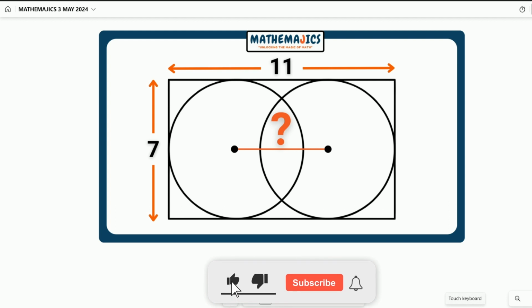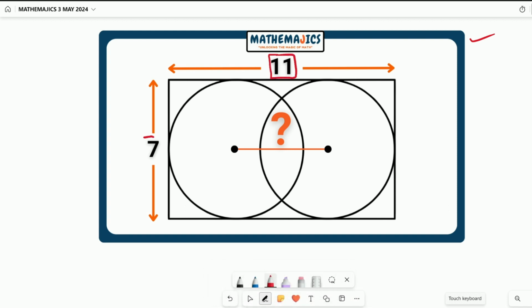So we have this interesting question from geometry. Here we are given a rectangle whose length is 11 and width is 7. And we need to find the distance between the centers of these two circles which are fitting inside this rectangle. Now as we can see, these two circles are exactly equal to each other.